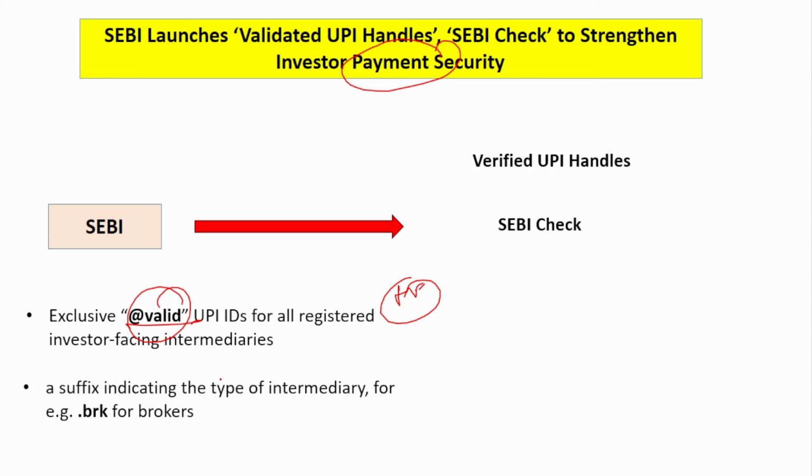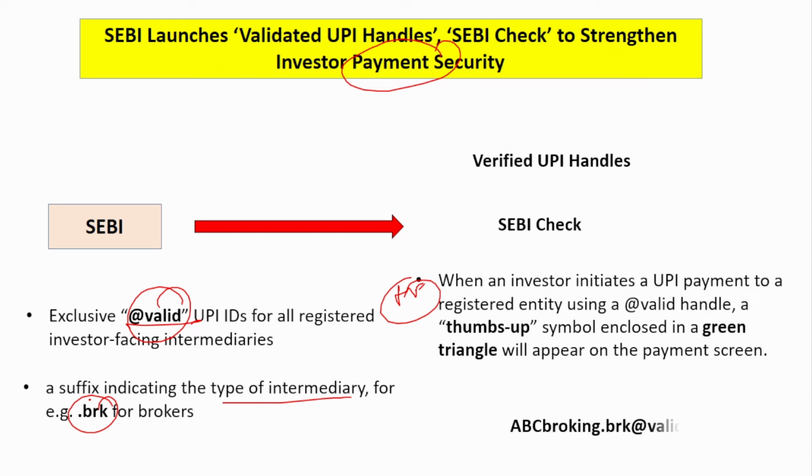There is also a suffix indicating the type of intermediary. So if it is a broker, .brk will be there. If it is a mutual fund, .mf will be there. So this is how it will look: ABC broking, the broking company or the mutual fund company, .brk@valid. So this is how the UPI ID will be.